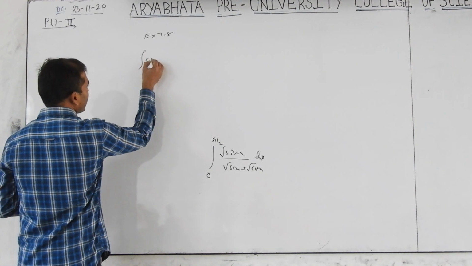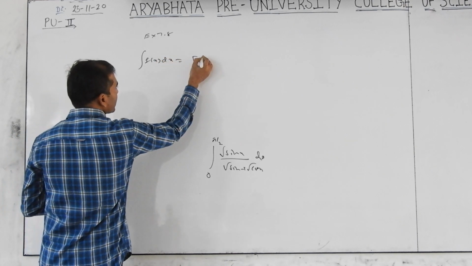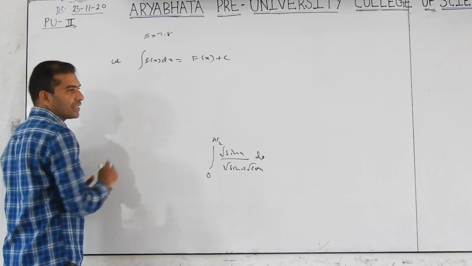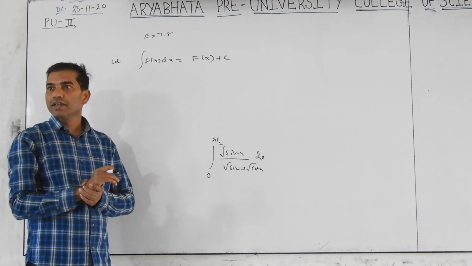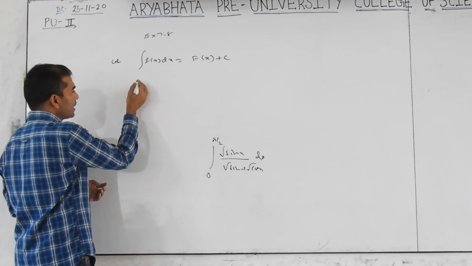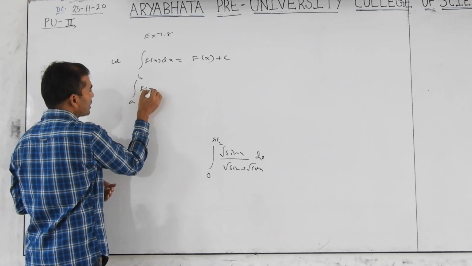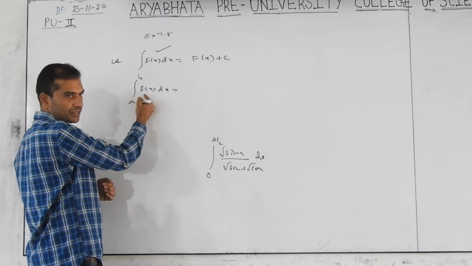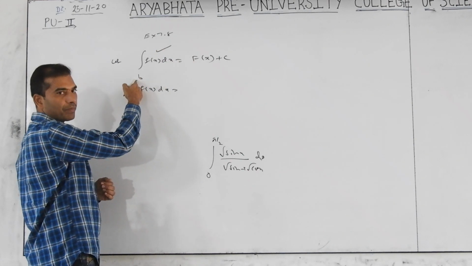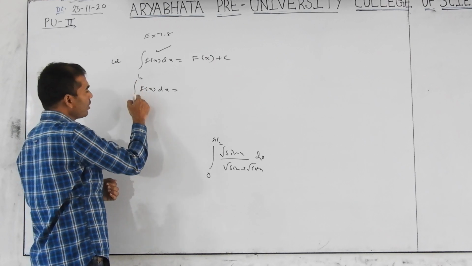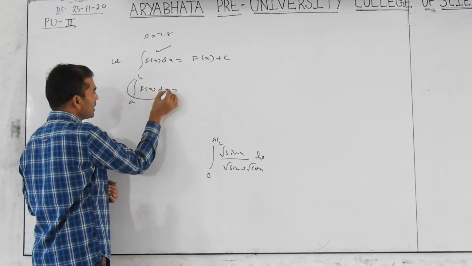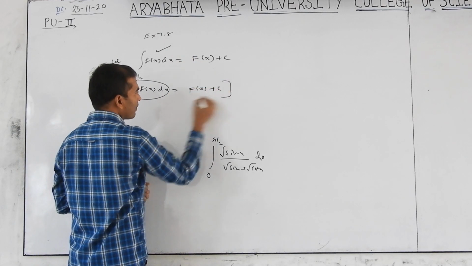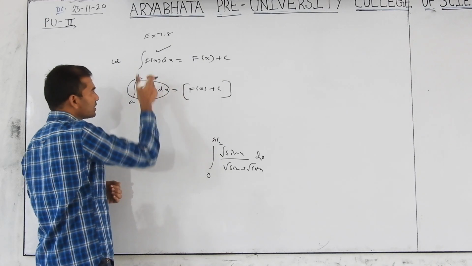Let integration of f of x dx equal to capital F of x plus c. Now integration of a to b f of x dx. This is indefinite, this is definite. Why? Because lower limit and upper limit will be there. When you apply this, the integration of f of x dx is capital F of x plus c, and after that, in brackets, these limits we should apply.